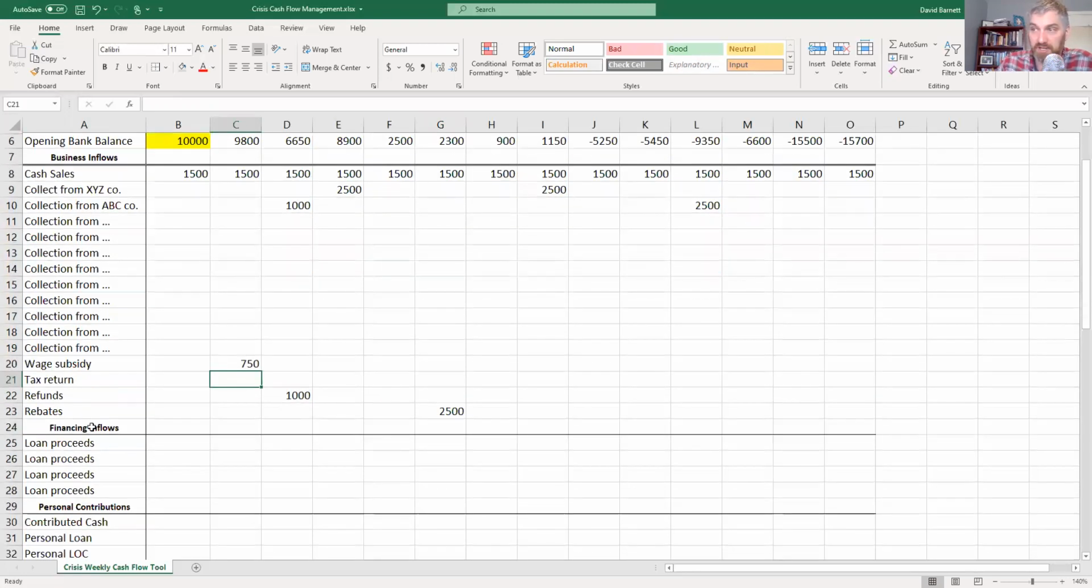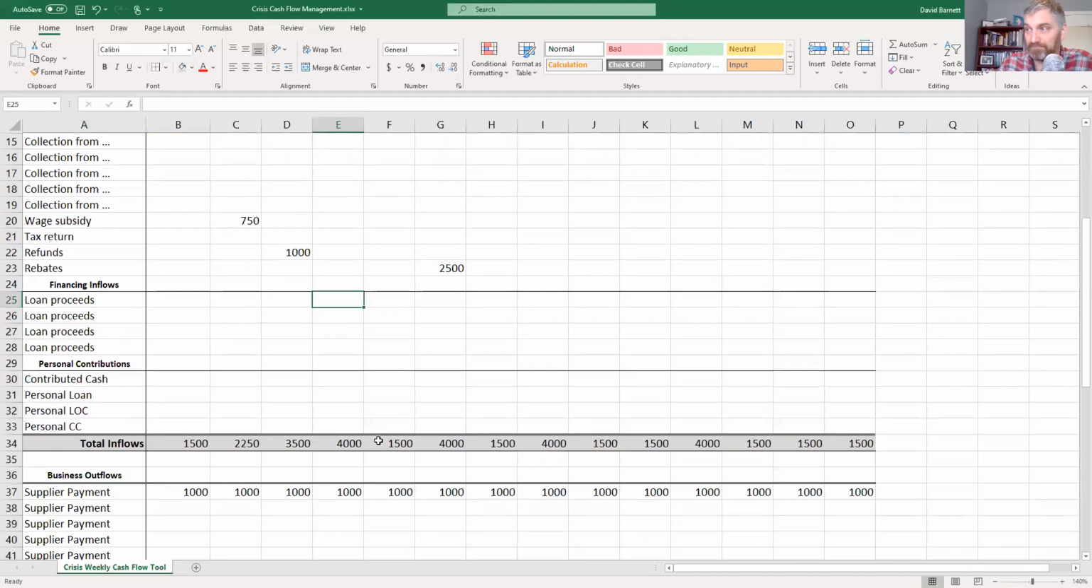The next section is financing inflows. So this would be money that we're borrowing. So in the United States, for example, the PPP loans under the CARES Act are going to provide people with a loan of 250% of their expenses. So if you make an application for one of those loans, you need to find out from the person that you're dealing with or the banker when you can expect to get the money from the loan. And so you would want to put that amount in here for when it's going to arrive.